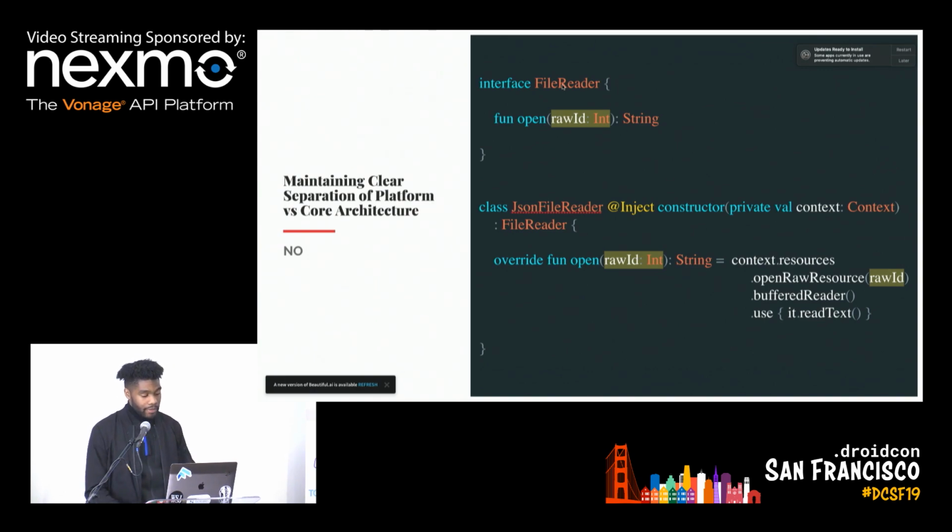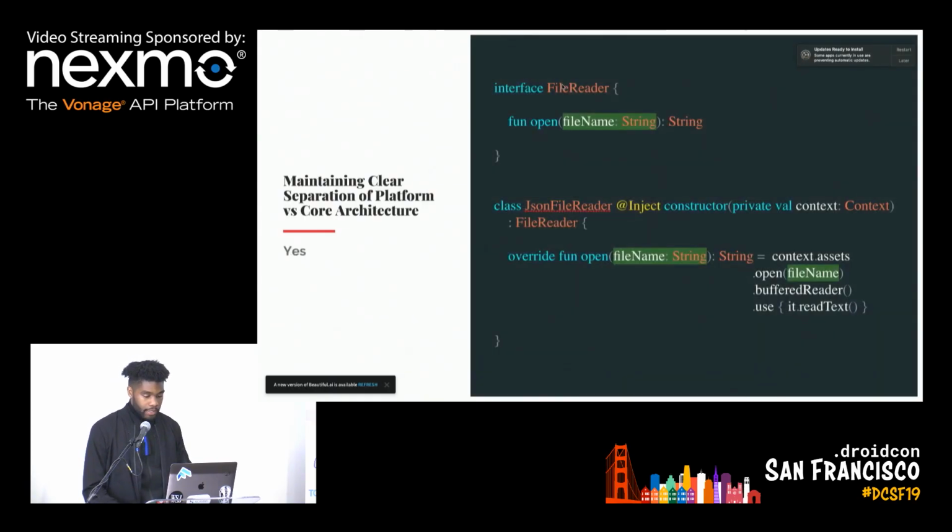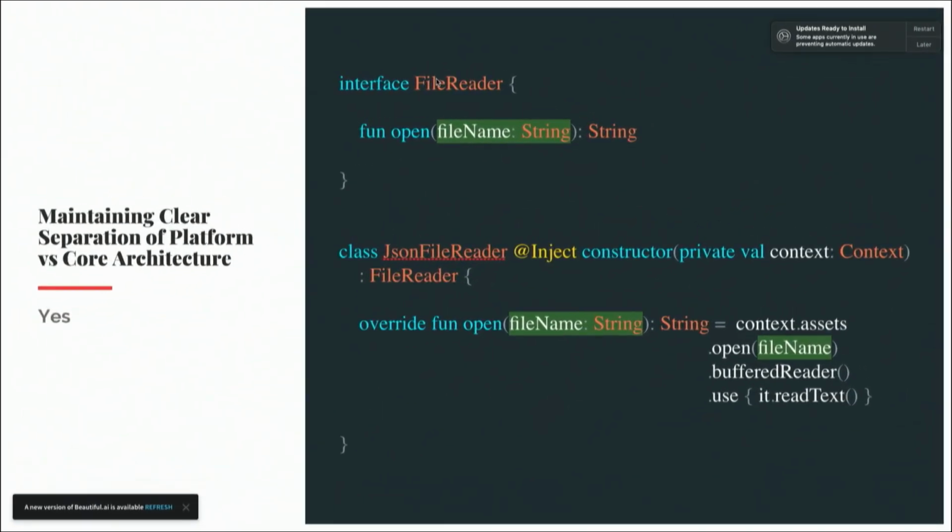So instead of incorporating Android SDK components like this, what we can do instead is just replace our raw ID parameter with something a little less coupled with the Android SDK. In this case, a string parameter only designating the file name, since every implementation of this file reader would need to have the file name anyways. And this would make it a lot more compatible with different ways to do that.